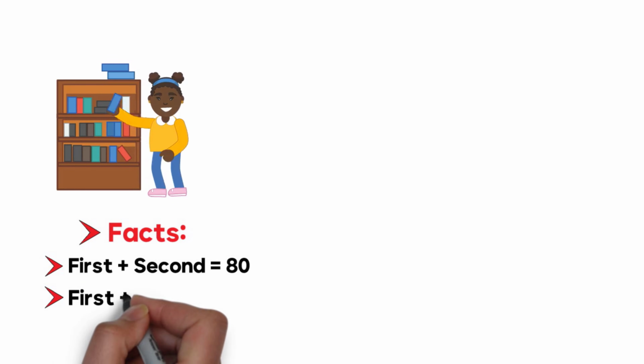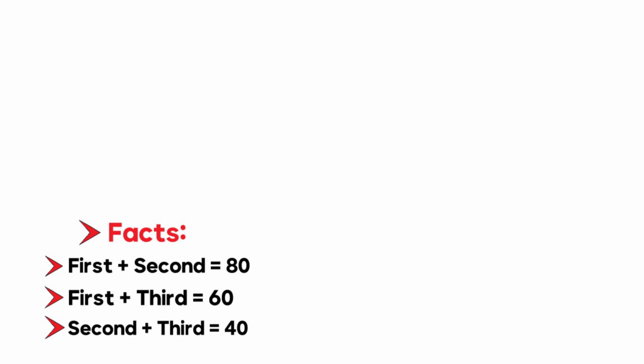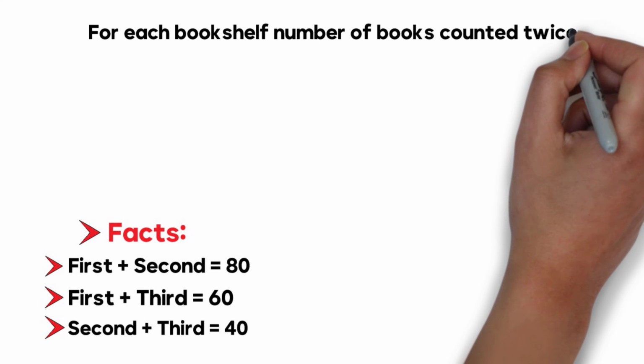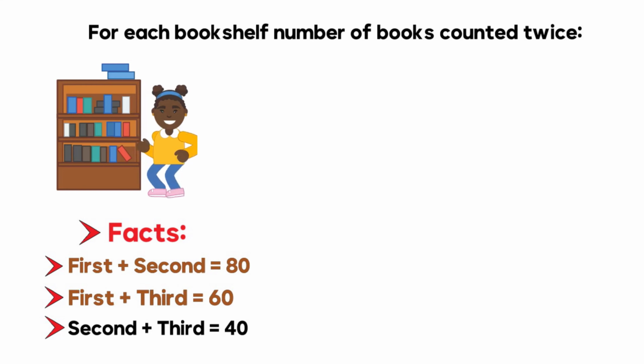On the first and third bookshelf, we have 60. On the second and third, we have 40. And what's interesting about this fact is that each bookshelf is presented here twice. First is twice, second is twice, and then the third bookshelf also appears in these calculations twice.